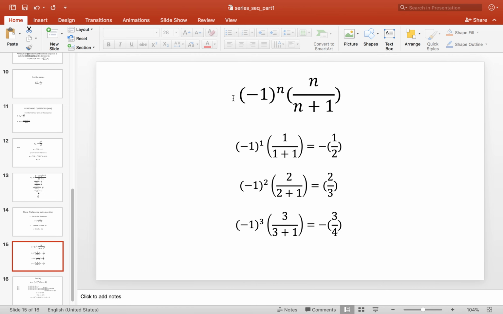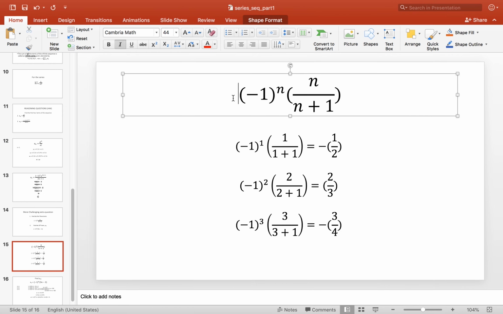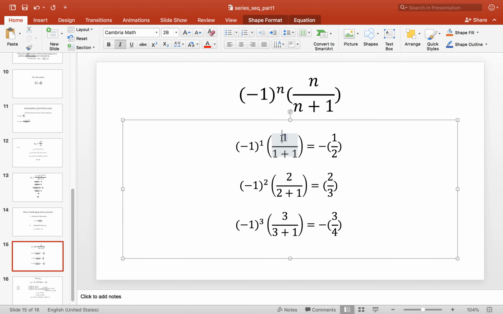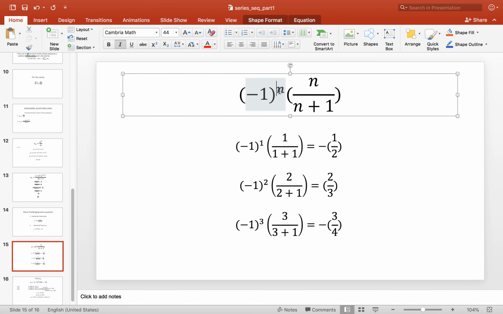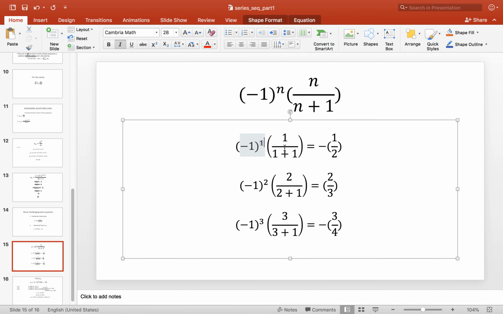Okay, so again, as we said, all sequences start with what? N equals 1. So you plug in 1 here, you plug in 1 here, you plug in 1 here. So you get 1, 1, 1. And as I said before in the last video, when n is an odd number, this term becomes negative. And when n is an even number, this term becomes positive. So in this case, when n is 1, this is negative. So 1 over 1 plus 1 is 2, so negative half.